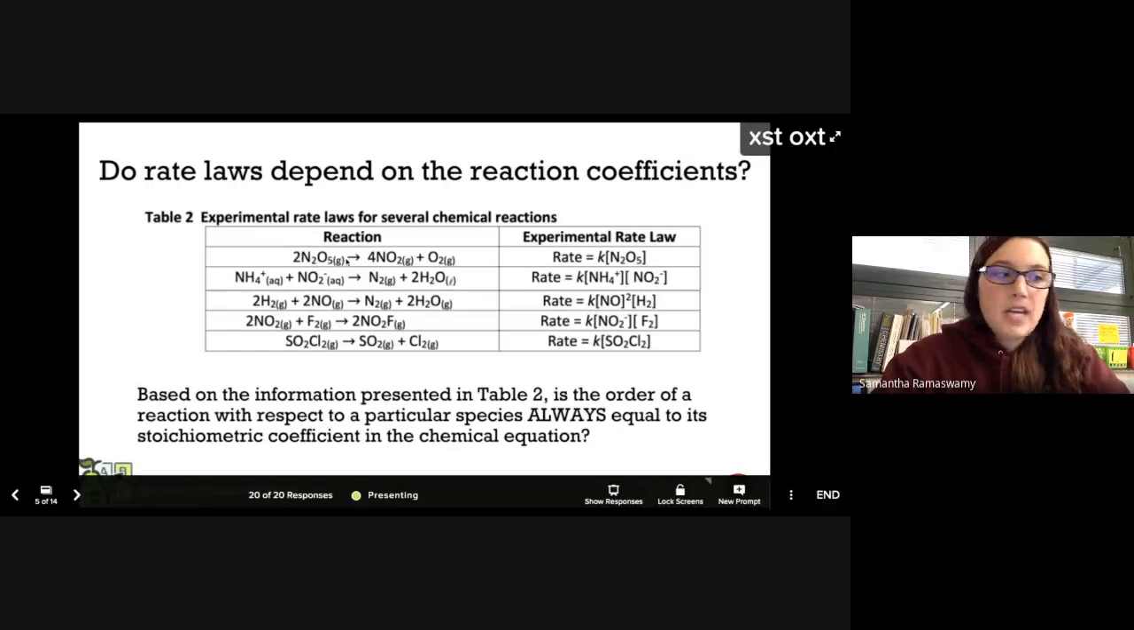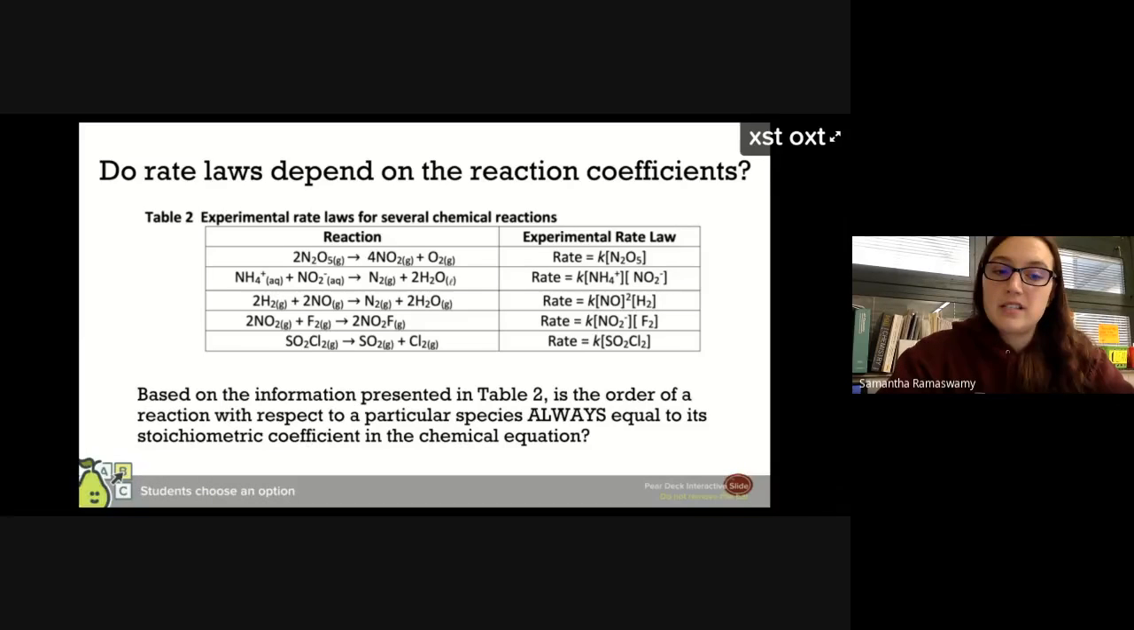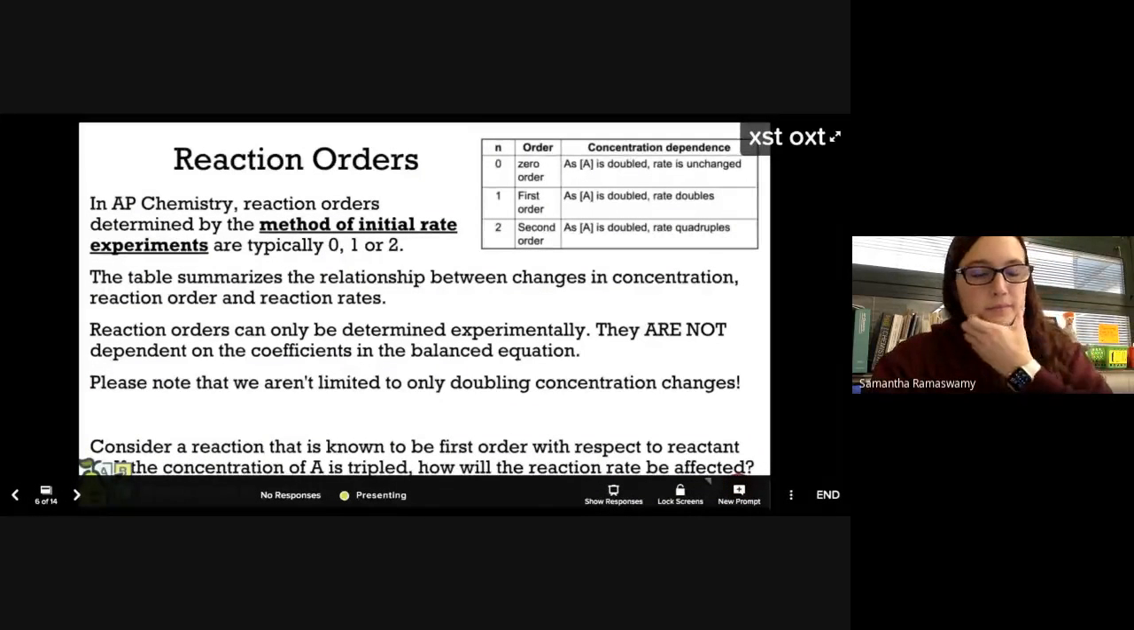Because if you take a look at the first reaction, there's a 2 in front of N2O5, but in the rate law, it's first order. It does not always match. That's why we say that it has to be experimentally determined. So they experimentally determined these rate laws for us. It does not always match the coefficient. That's why we cannot use the coefficients when we're writing the rate law.